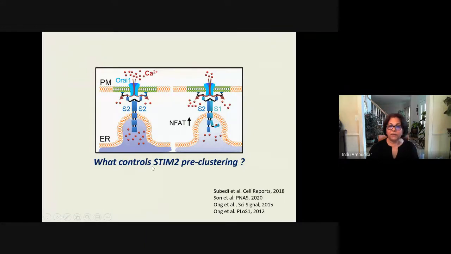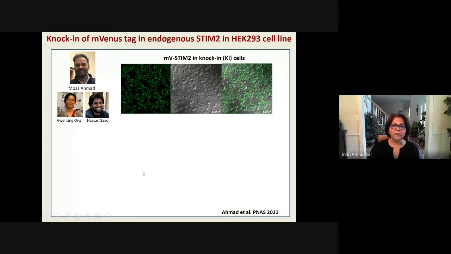So we got very interested in this problem of what controls STIM2 pre-clustering. And we didn't want to again continue using overexpressed proteins because maybe that itself creates an artifact. So when Moaz joined the lab, he came in with this idea of trying to knock in a tag into the endogenous STIM2. And this paper just got published, and I have discussed this briefly at the ECS meeting as well. So he established this knock-in cell line that expresses endogenous STIM2 that is tagged with a Venus.